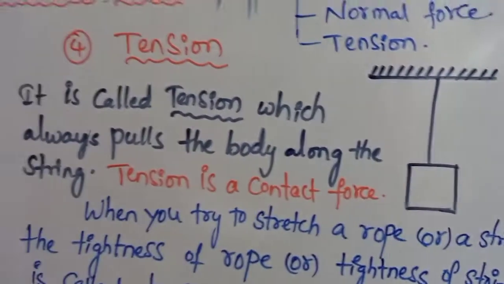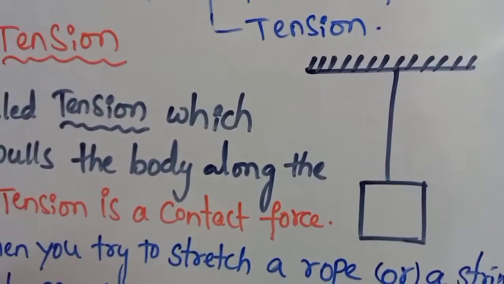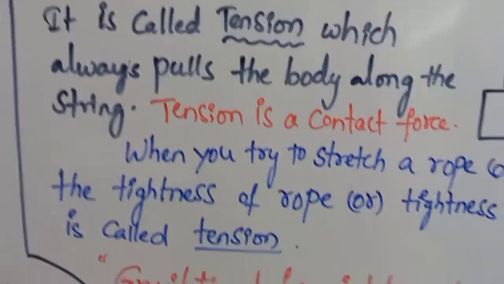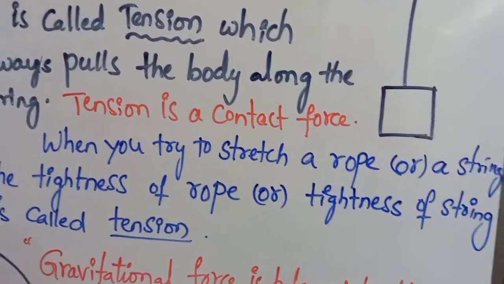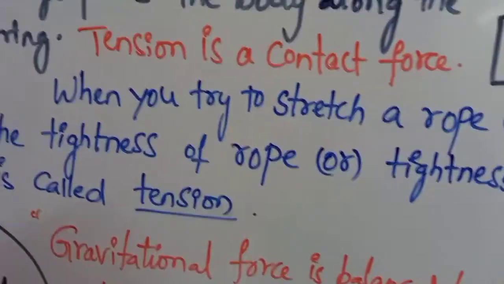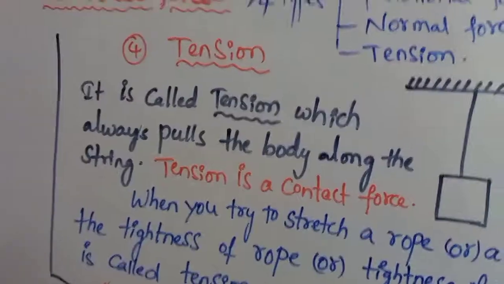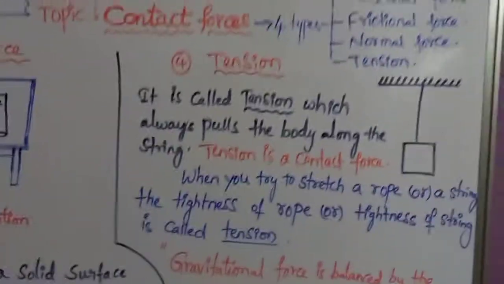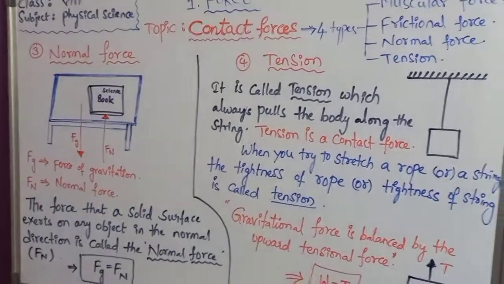Here you have to remember that this tension will always be acting along the string that is tied to any object. Tension is a contact force. And how can we define tension? When you try to stretch a rope or a string, the tightness of the rope is called tensional force. Okay children, this is about tensional force, which is also an example of a contact force. These are the last two types of forces, normal force and tensional force.